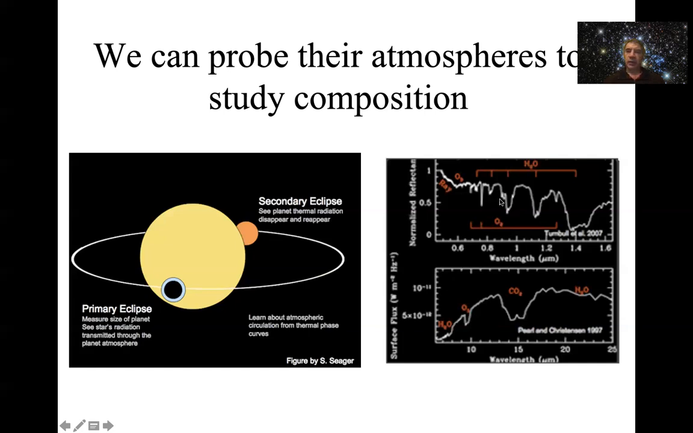And so you can start to diagnose the composition of the atmospheres of these planets. This is something that the new James Webb Space Telescope, the successor to the Hubble Space Telescope, which is a big telescope in the infrared in space, is going to be doing a lot of this kind of work. So watch out for those results when it gets launched very soon.